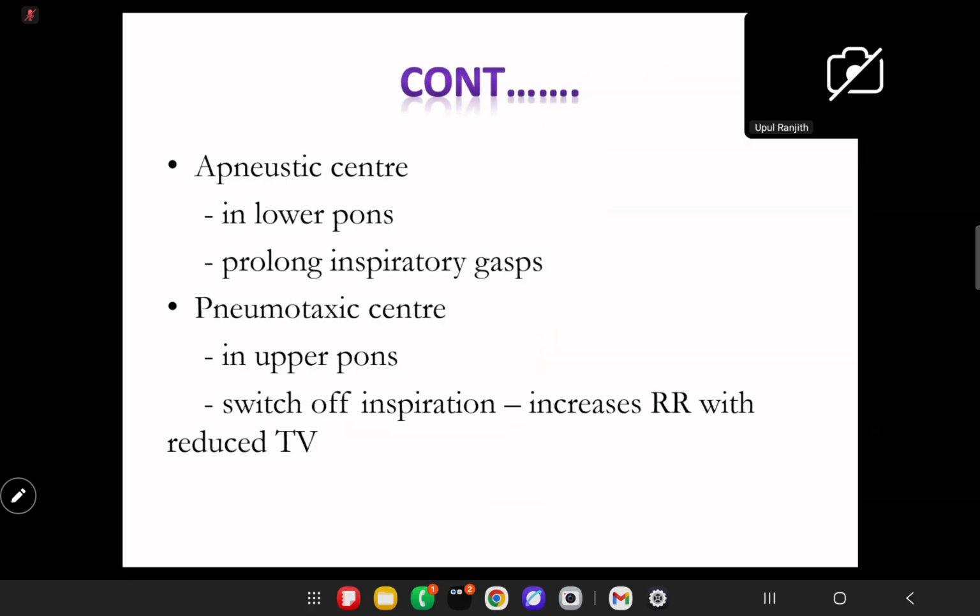Then the apneustic center in the lower pons causes a prolonged inspiratory gasp. So that means take a high tidal volume, right? But the pneumotaxic center controls it, which is situated in the upper pons. So it switches off inspiration. When it switches off inspiration, it increases the respiratory rate with reduced tidal volume, right?